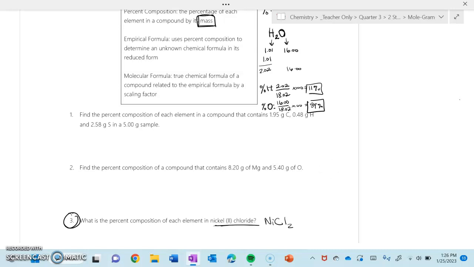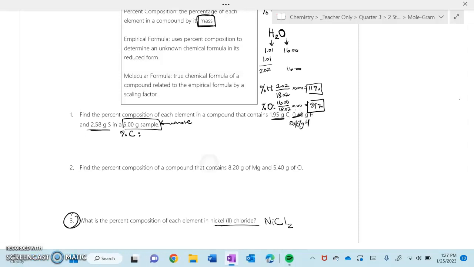So our percent carbon, if we read this problem, it says it's 1.95 grams carbon and the whole sample is 5 grams. So this would be our part, and this is our whole, each part of our elements. Now I went ahead and added these together and it does not equal 5, so we're going to adjust this here and make our hydrogen amount 0.47 just to make our numbers a little bit prettier and actually equal the total that is given.